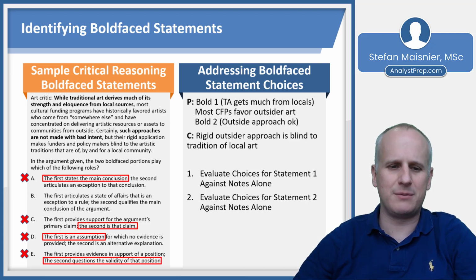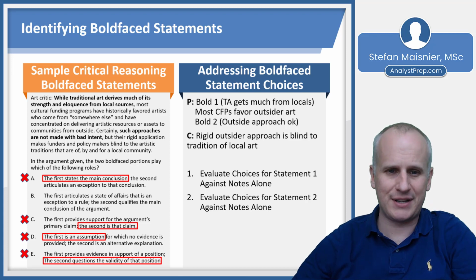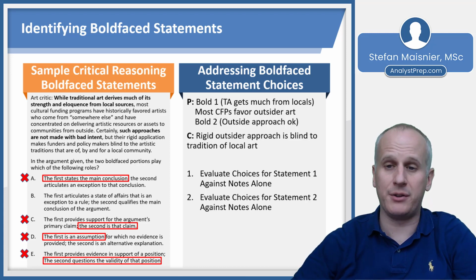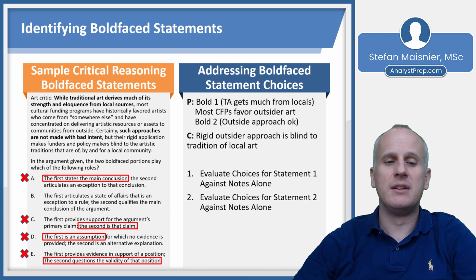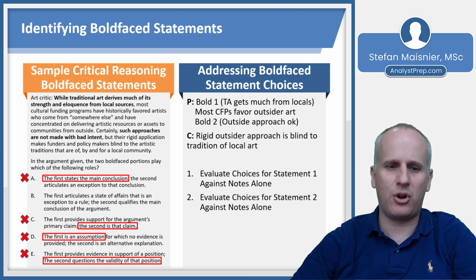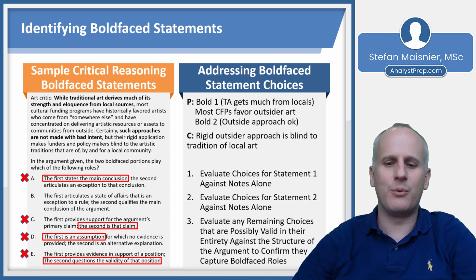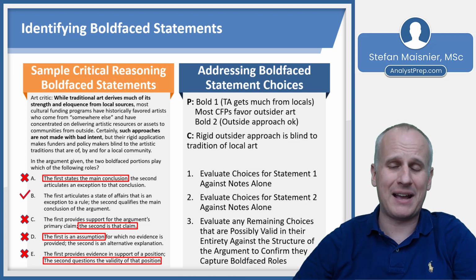And if we go back into choice B, the first articulates a state of affairs that is an exception to a rule. Well, the exception is that traditional art derives much of its strength and eloquence from local sources, but the other side is going to be about the somewhere else. So that matches the first part of choice B. The second qualifies the main conclusion of the argument. So it's talking about the approaches that are ultimately kind of blind to the tradition of local art as not being made with bad intent. So now we've got that. And had we any other remaining choices, we'd confirm them against the argument as well to potentially eliminate. But choice B matches pretty well, and that would be the selection we would make.